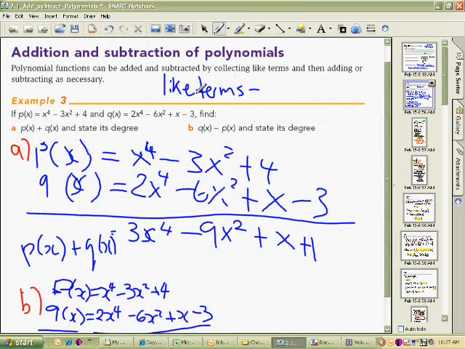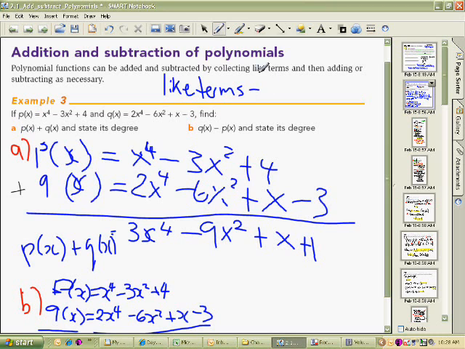Now, here we've introduced the idea of like terms and the addition and subtraction of polynomials. Here we see a polynomial defined as p of x equals x to the power of 4 minus 3x squared plus 4. And here's another one, which we've called q of x, is equal to 2x to the power of 4 minus 6x squared plus x minus 3. Here we're asked to add them together and then state the degree of the answer. So here's some student's written work. Here we've written what p of x is, just copying it from here. We've written what q of x is, just copying it from here. And now what we're going to do is add these together.